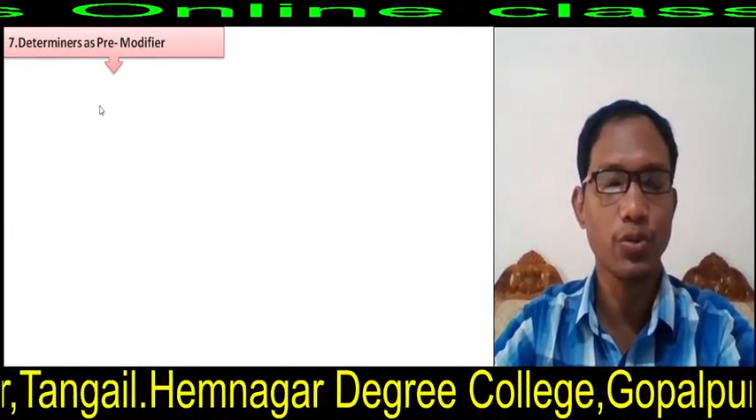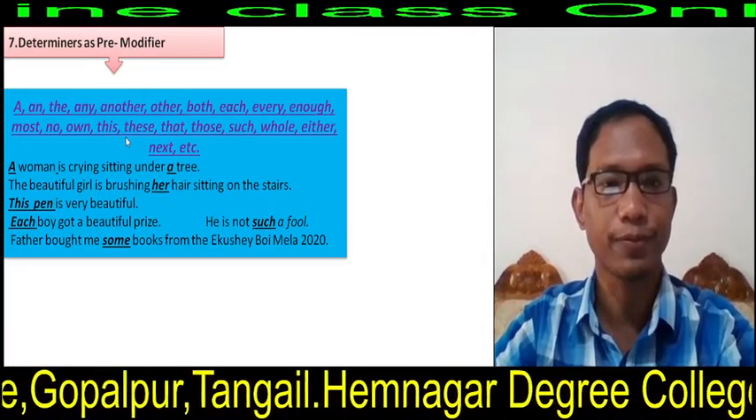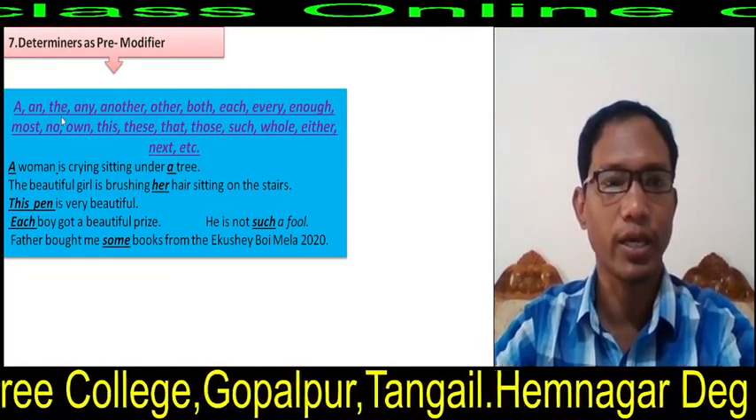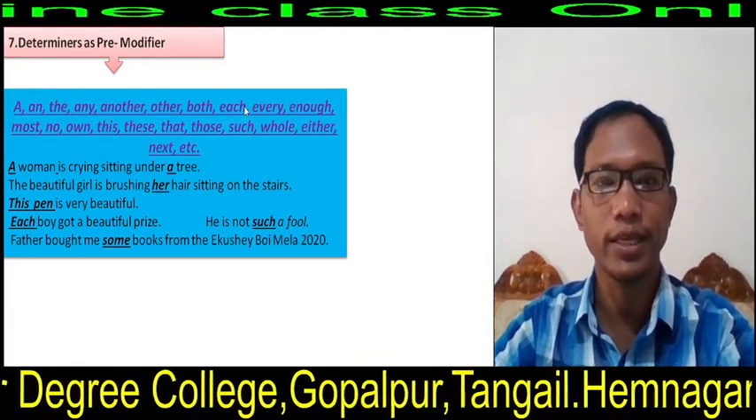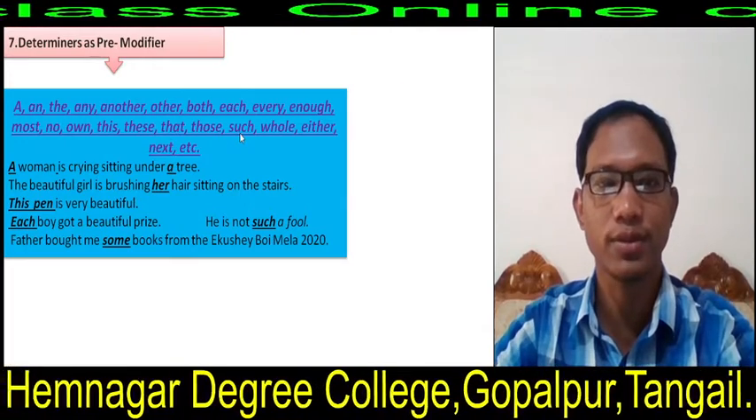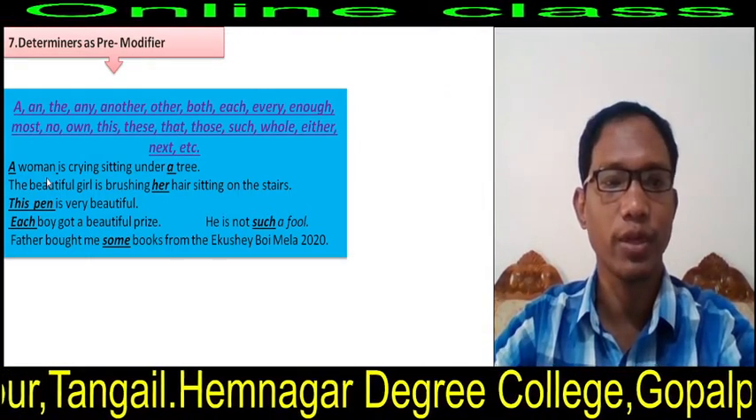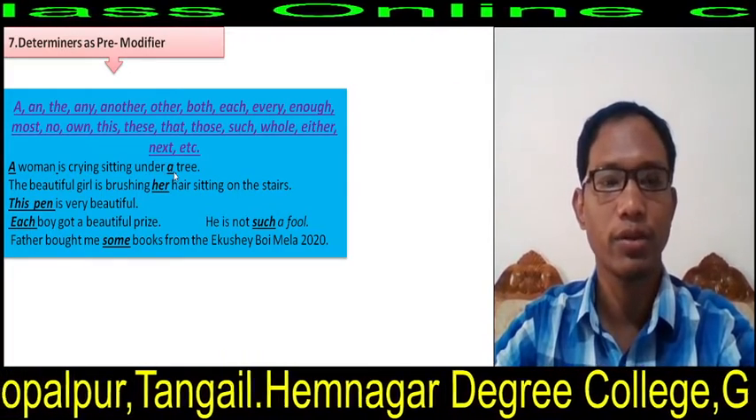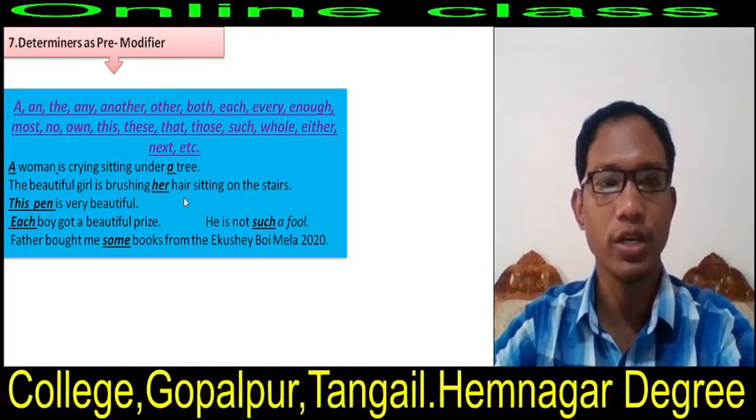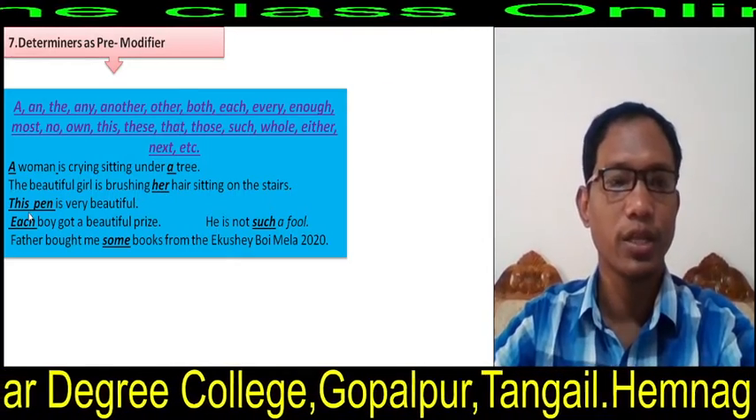Determiners. Determiners are those words that are articles, indefinite pronouns, possessives, etc. Here are some determiners: a, an, the, any, another, other, both, each, every, enough, most, no, all, these, that, those, such, whole, either, next, etc. For example, a woman is crying sitting under a tree. Here a is a determiner. The beautiful girl is brushing her hair sitting on the stairs. Here her is a determiner.